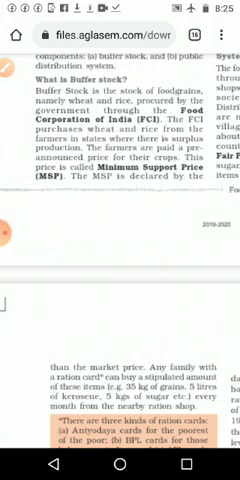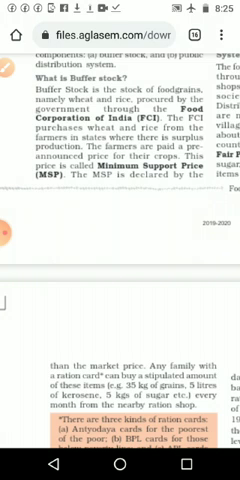Then in the name of the state they will collect, and they will give money for that also. According to how many kilos or tons they are purchasing, they will give money to the farmer. That is done by each and every state government. The farmers are paid a pre-announced price for their crop.